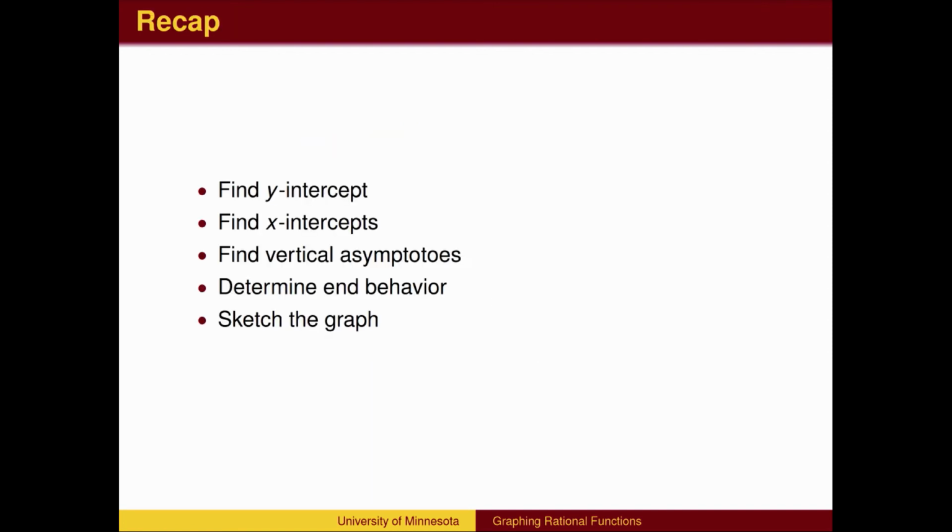To recap, to graph a rational function, find the y-intercept, then find the x-intercepts and vertical asymptotes, which divide the number line into intervals. Analyze the factors to find out on which intervals the function is positive and negative. Perform long division if necessary to analyze the end behavior. Then sketch the graph using this information.